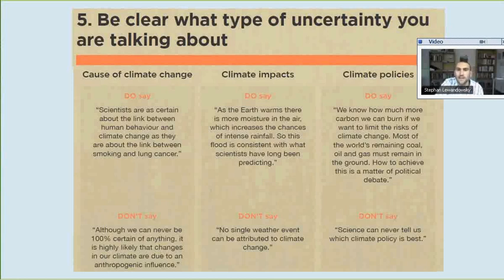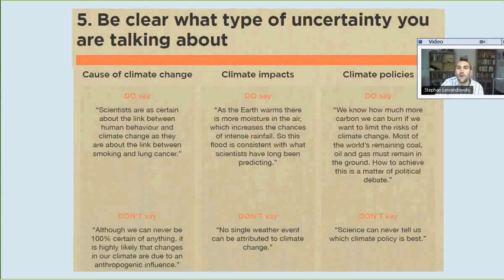And in the example on the right, the "don't say" example of climate policies, that's a particularly interesting one, I think, because it's absolutely true that science can never tell us which policy is best. We can't read off social, political decisions from a scientific analysis of what the underlying risks are, and we shouldn't do that. But that doesn't mean that science has nothing to say about our policy choices. And I think that "do say" example where we know how much more carbon we can burn if we want to limit the risks of climate change.